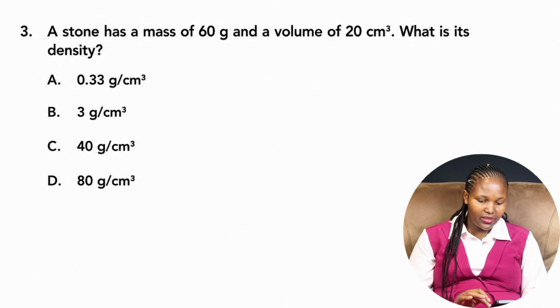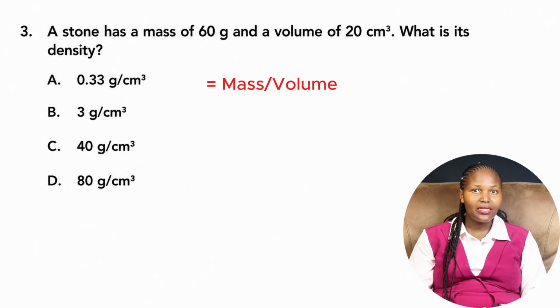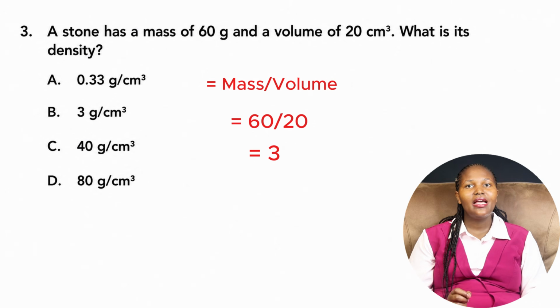Question 3 says, a stone has a mass of 60 grams and a volume of 20 centimeters cubed. What is the density? For this question, I calculated and the density is B, 3 grams per centimeters cubed. Why? Because you are supposed to take mass divided by volume. So 60 over 20 is going to give us 3.